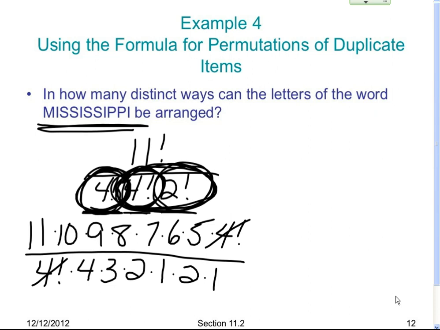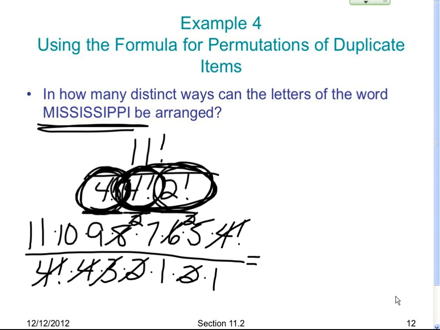Now, when you're simplifying, guys, as long as the number goes in evenly, you can cancel. So for example, I know that 4 goes into 8 twice. I know that 2 goes into 2 once. I know that 3 goes into 6 twice. And I know that 2 goes into 2 once. Now, everything on the bottom is canceled. We don't need to worry about the ones.